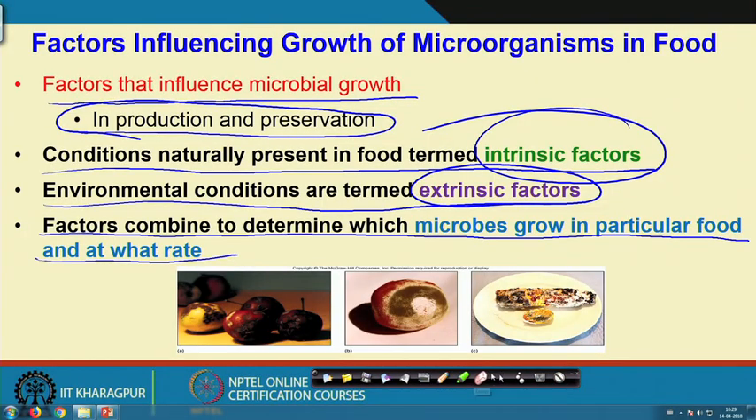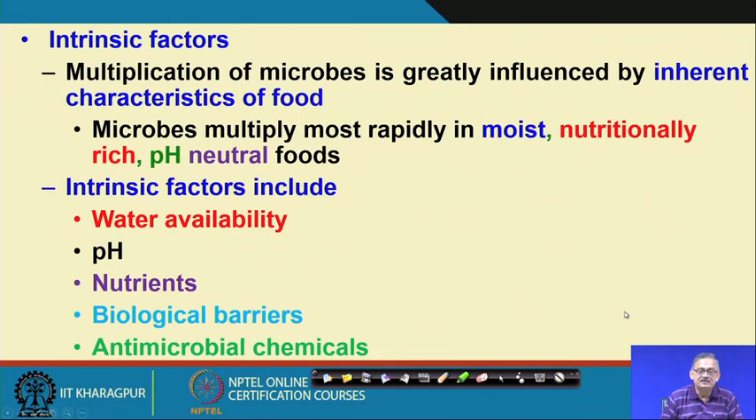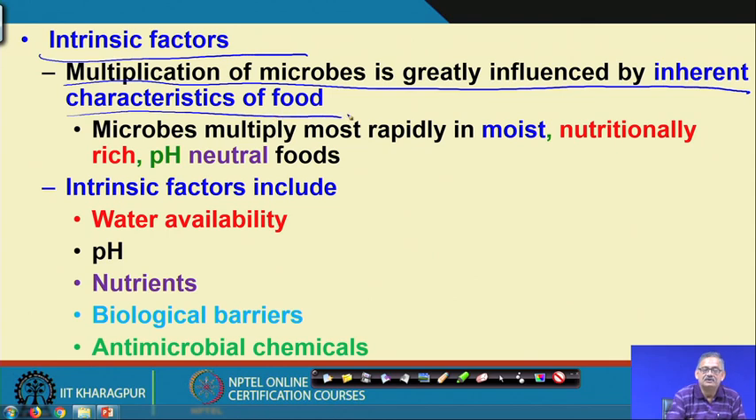Now, if we look at the intrinsic factors, what are they? The multiplication of microbes is generally influenced by the inherent character of the food. So, what is the character of the food? Because that is one primary reason, right? Character means, say, some are acidic foods, some are high sugar or sweet foods, and some are less acidic foods. Depending on these, definitely the growth of the organisms will be influenced, right.